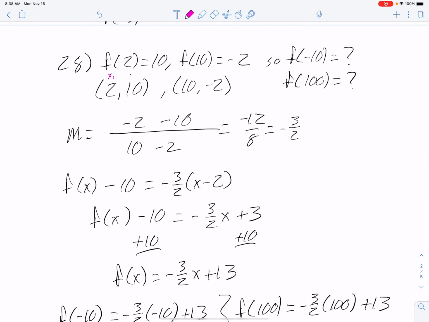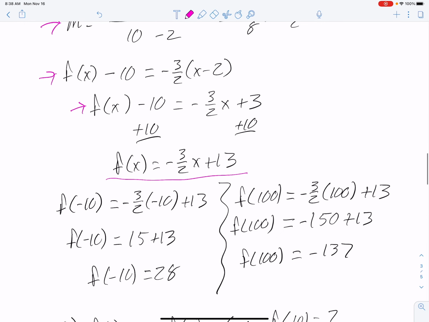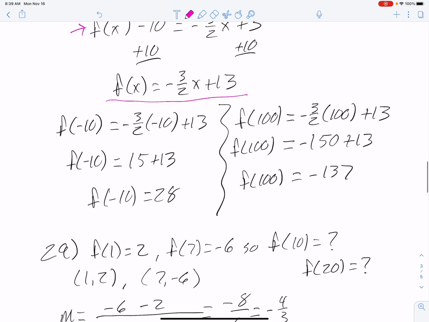Again, I took the time to rewrite my x sub 1, y sub 1, x sub 2, y sub 2, found my slope, started setting up so I could find my function. Once I have my function, I can substitute in my -10 for x. The negatives are going to cancel. 2 and 10 is going to cancel to get 5, so 5 times 3 is 15, and 15 plus 13 gets me 28.